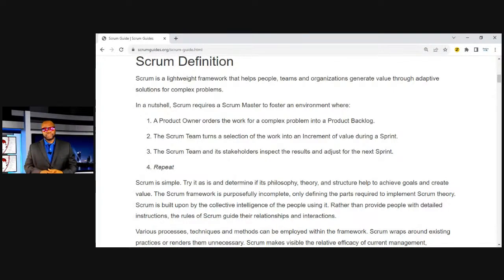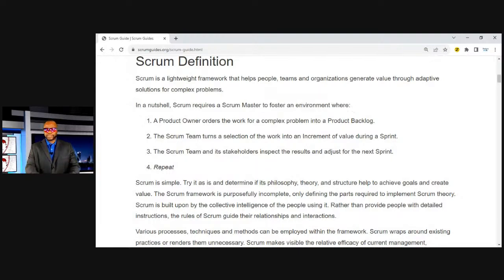Then it mentions the product owner bringing the work for a complex problem into the backlog. But I want to wager that the product backlog or the value has no chance of survival if the environment is not right. The Scrum Master is meant to foster an environment. You create the environment with the help of the team, of course, but you need to be mindful of this.